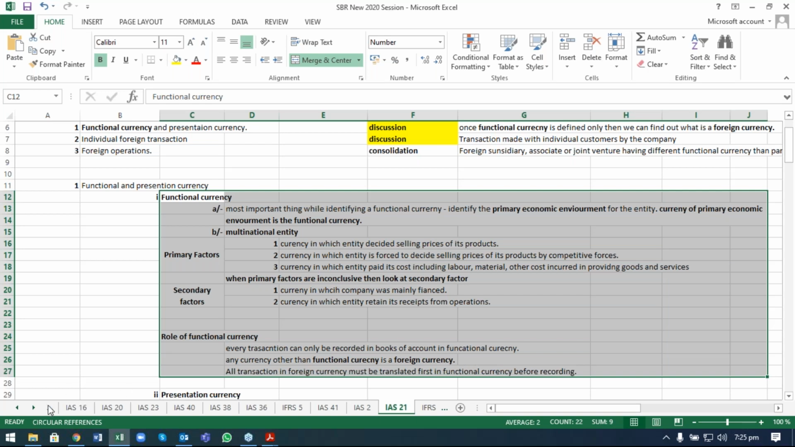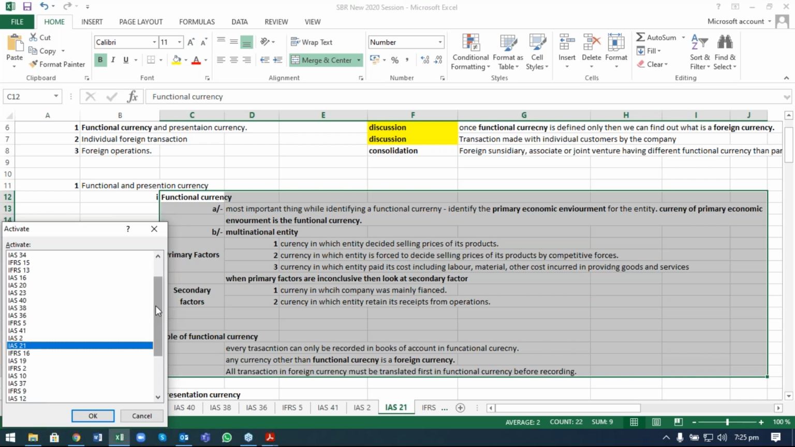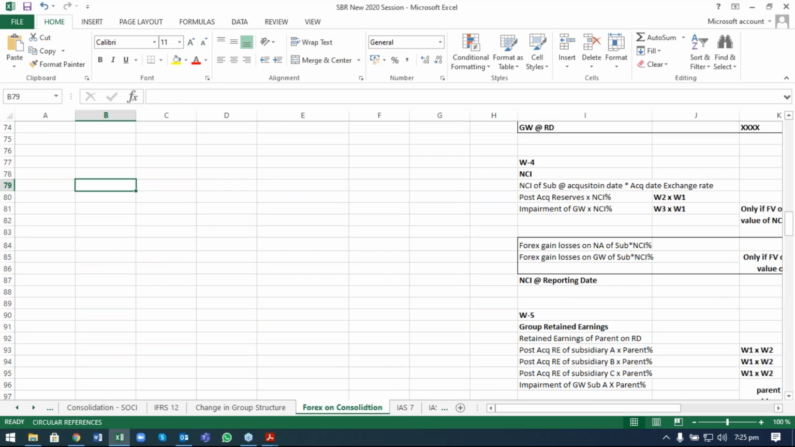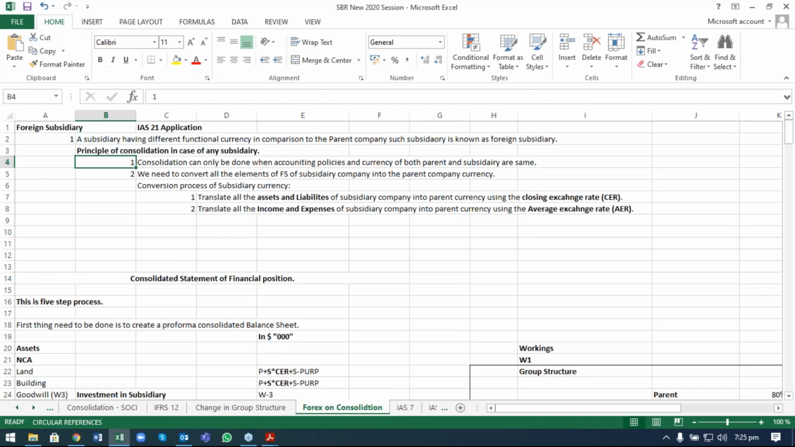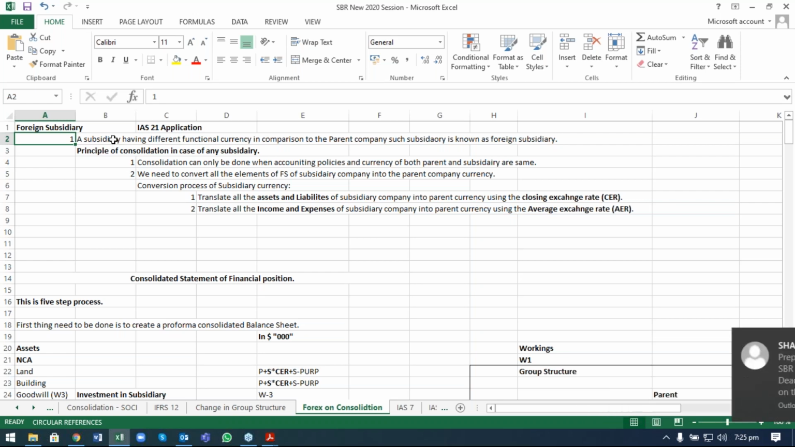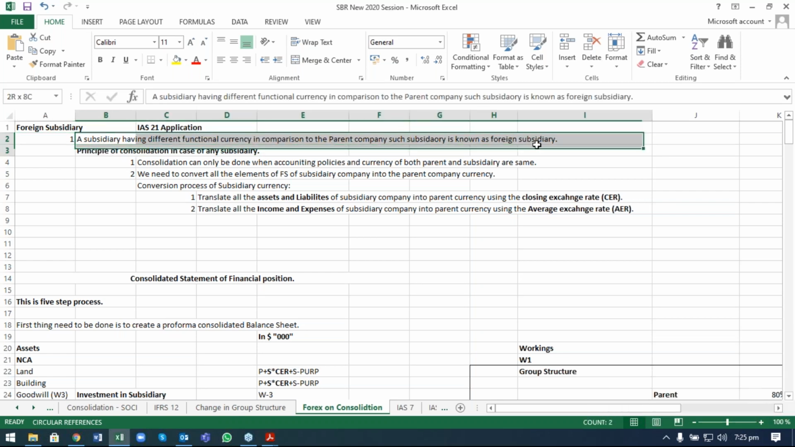I believe that's something I have in consolidated foreign currencies, forex on consolidation. In this section, if I have it, then I'll be explaining that to you. Yep, this is the principle of consolidation. I think I have not mentioned this is the only case when a subsidiary has a different functional currency in comparison to the parent, such a subsidiary is known as a foreign subsidiary.